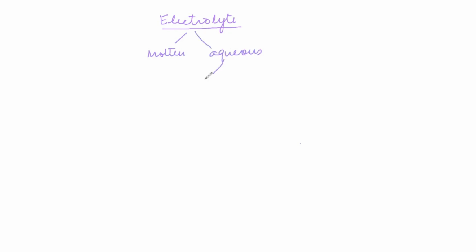So our focus was basically on the electrolytes and we were ignoring the electrodes. But today we will be focusing on the type of electrodes. There are two types of electrodes basically. We have inert electrodes and we have active electrodes.